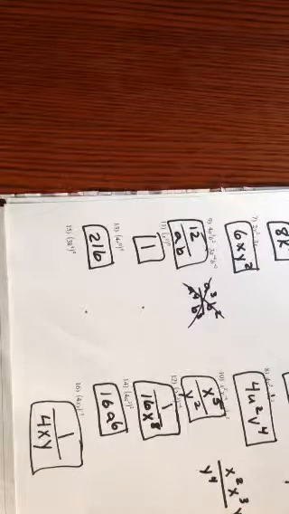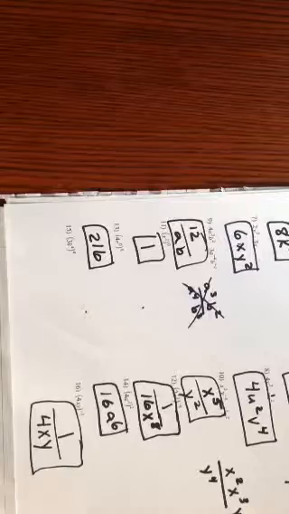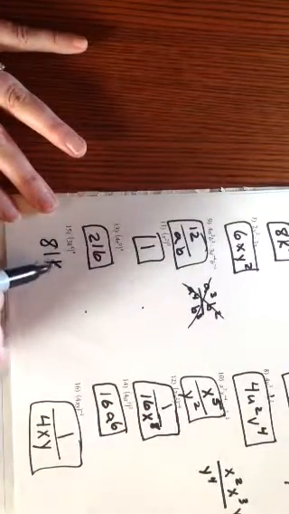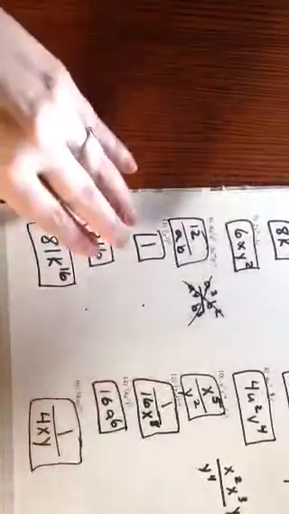Alright. 3 to the 4th power. 3 times 3 is 9. 9 times 9 is 81. K, power to a power, multiply. We're done.